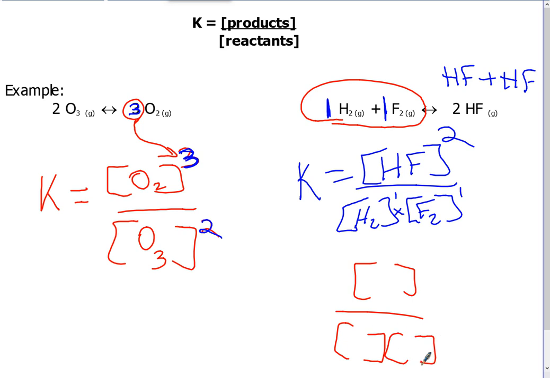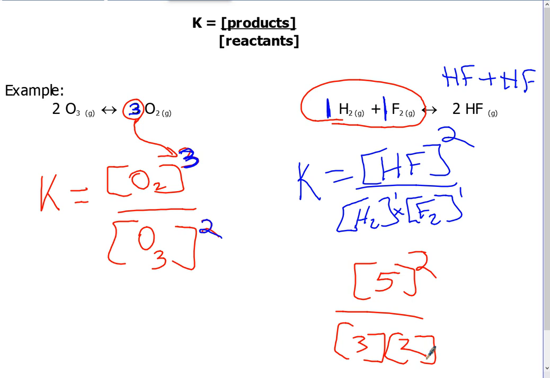And Phil, give me some random numbers. 5. Give me 2 more random numbers. 3 and 2. Okay, so these are all fake numbers. So he says the reaction's over, and for hydrofluoric acid I have 5 molar, and for hydrogen I have 3, and for fluorine I have 2. And now could we solve that math problem he just created?